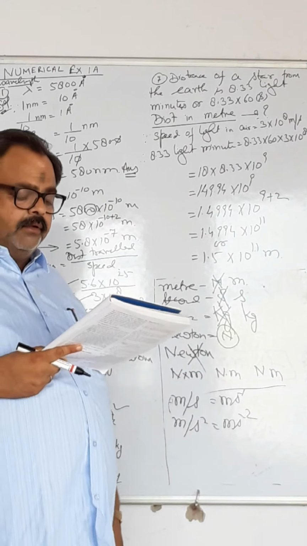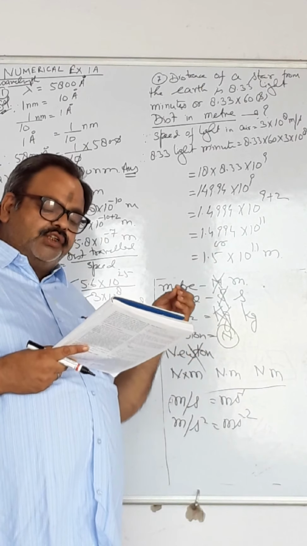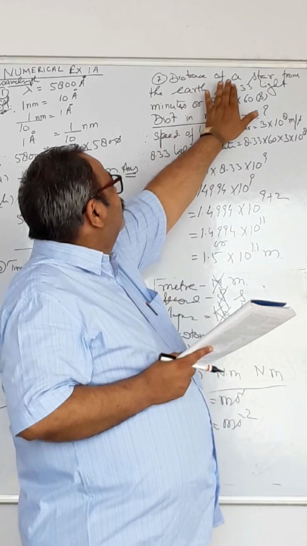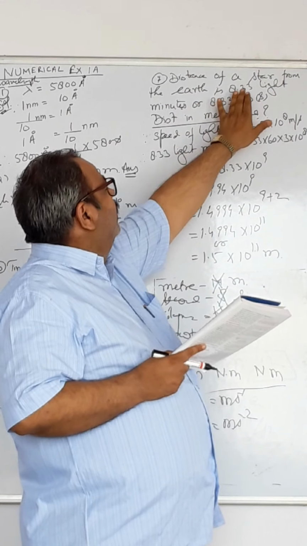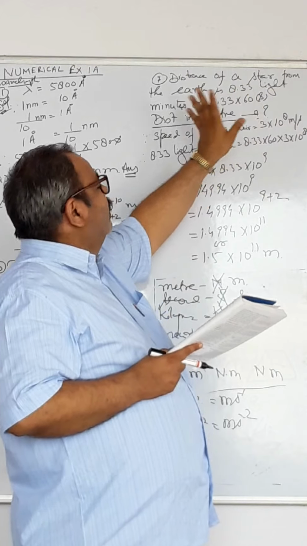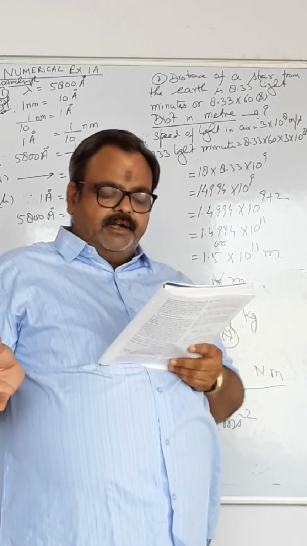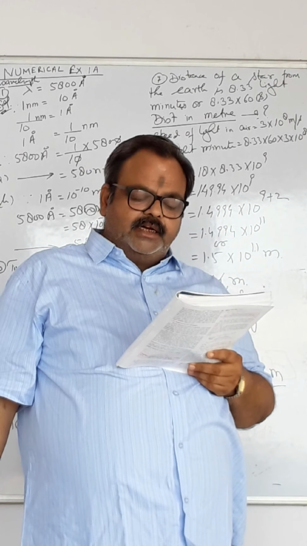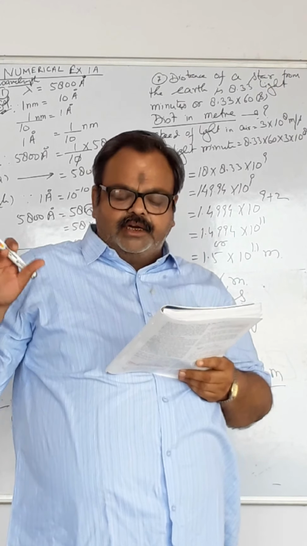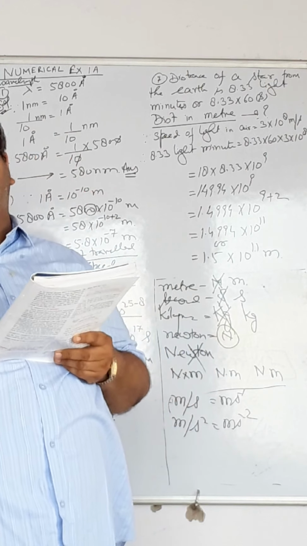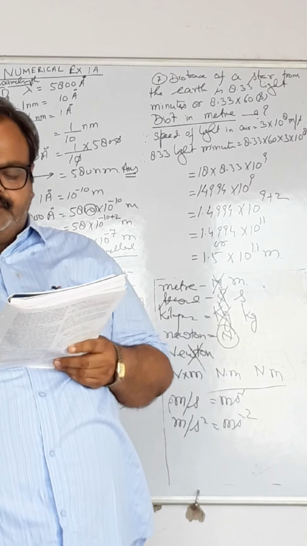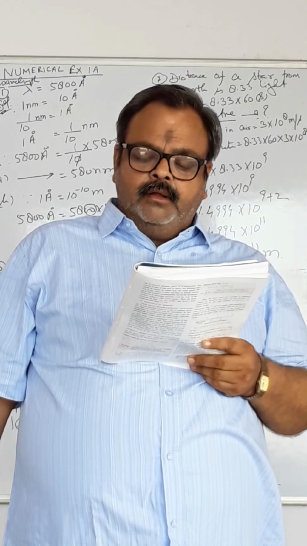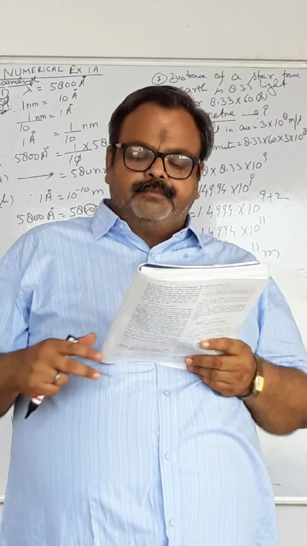Question number 7. The distance of a star from the earth. Distance they have given: the distance of a star from the earth is 8.33 light minute. What do you mean by this statement? Express the distance in meter. It means this much distance is traveled in 1 minute. Express the distance in meter.